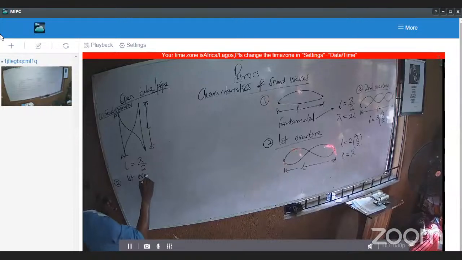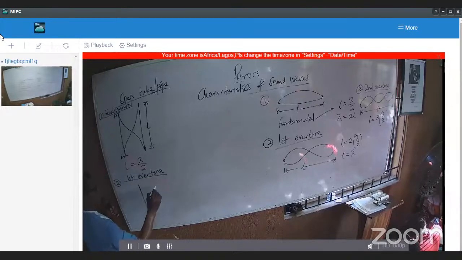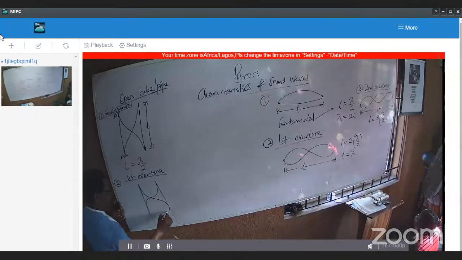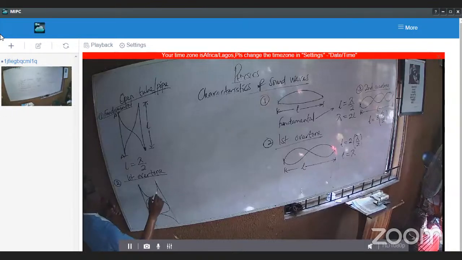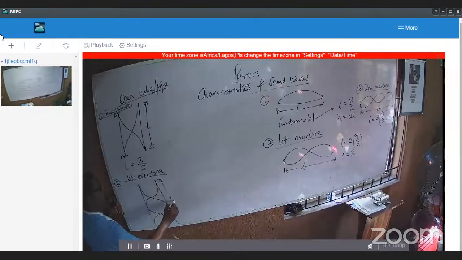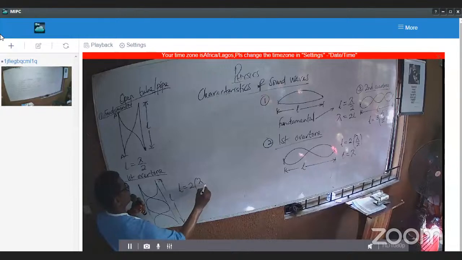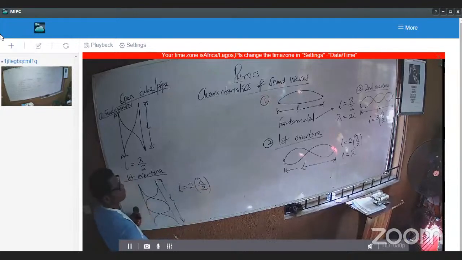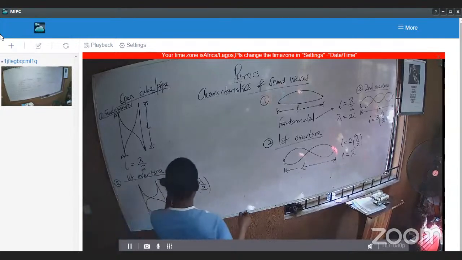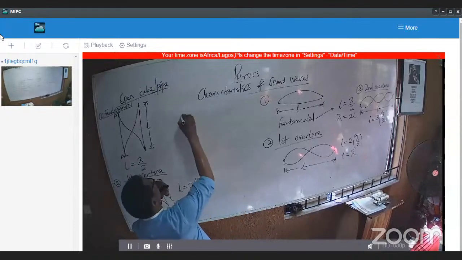So I won't draw everything for this one. By the time we see the first overtone, you can see that they are all simple. You don't have to cram. I'll teach you how to remember first overtone, second overtone, third overtone. The first overtone: L is 2 into lambda over 2. Then 3, second overtone.